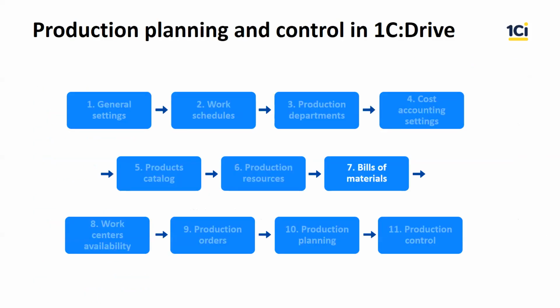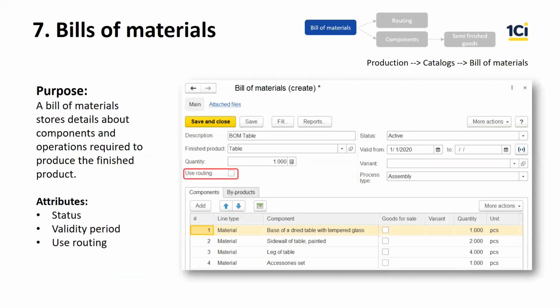Step 7, bills of material. Bills of material in OneStreetDrive is how the system differentiates between products, finished products, semi-finished products, and components. Here we store details about how a finished product is produced. Attributes like status and validity period might be of particular interest for a growing company and a company with a wide range of products, because this is how we manage bills of materials through their statuses and validity periods. There's also one attribute that is key for production planning.